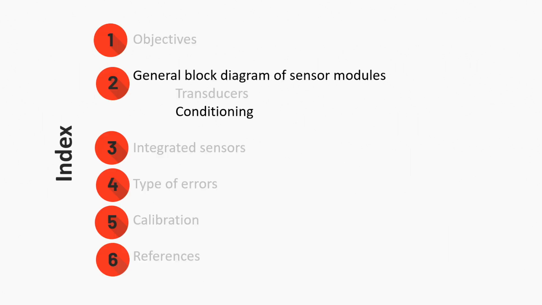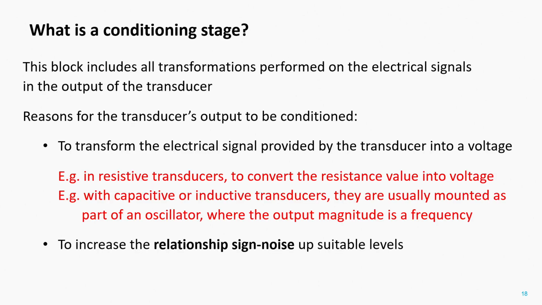Now we can talk a little bit about the other part of the general block in a sensorial module, that is the conditioning stage. So what is a conditioning stage? This conditioning block includes all the circuitry to process the electrical signal that the transducer outputs in order to be able to work with it in further stages.